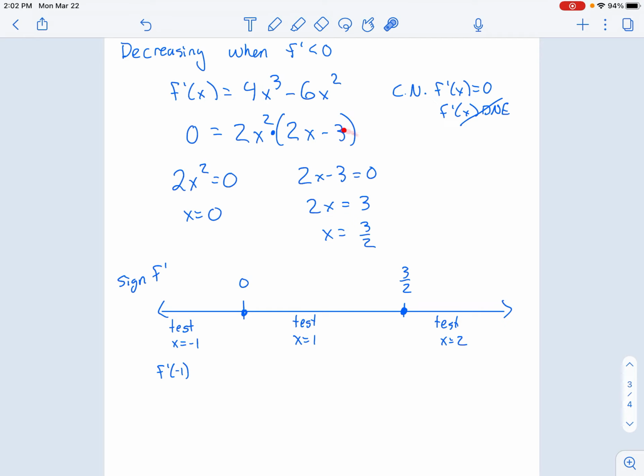Now here I don't actually have to evaluate this. I can just look when I plug -1 in right here. -1 squared is going to be positive. -1, here I'm going to get a -2 minus 3. That's a negative result. Negative times positive is negative. So I know everything to the left of 0 is going to have a negative derivative, so decreasing. Then I'm going to test in the first derivative 1. 1 squared is positive.